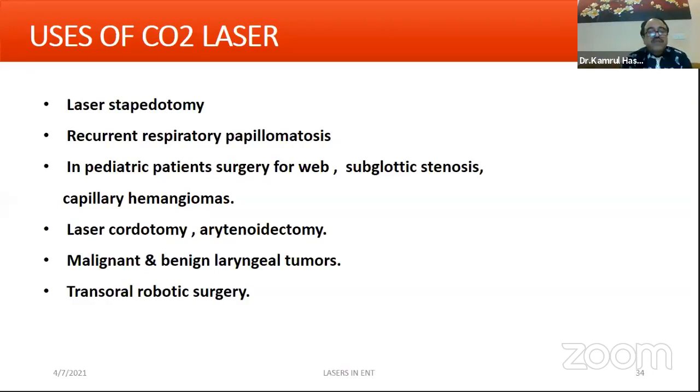And in pediatric patients, it is a good instrument, especially for laryngeal web, capillary hemangioma, subglottic stenosis, and laser cordotomy. In bilateral vocal cord palsy, sometimes Kashima arytenoidectomy and posterior cordectomy, the laser is an important tool. Even in early laryngeal cancer, especially T1A and T1B glottic growth, nowadays intraoral laser surgery is one of the curative surgical modes.